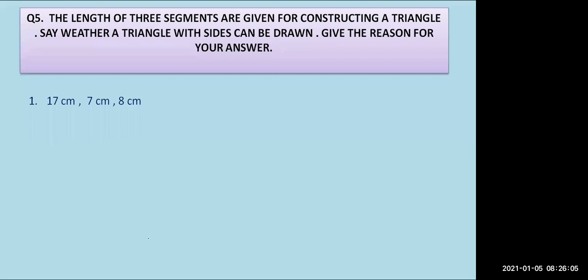Now, measurements of three sides are given. That is 7 centimeter, 17 centimeter, and 8 centimeter. Now, how can we tell whether we can draw a triangle or not? Anyone, if you know, you can answer. If you don't know, I will try to explain. Can you tell me how we can identify whether we can draw a triangle or whether we cannot draw a triangle?